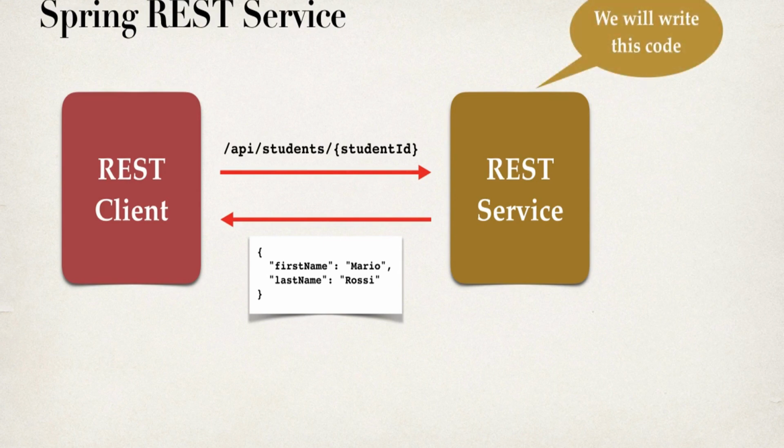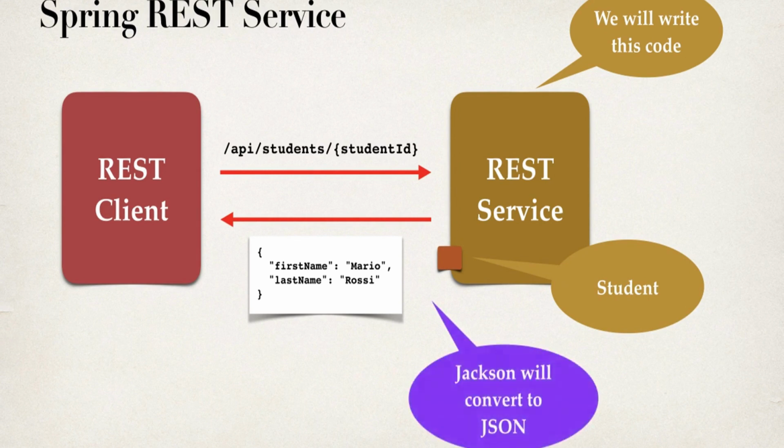Now, again, we'll actually write the code here for the REST service. We'll add a new request mapping for this. And in our coding, we'll retrieve that given student and then pass it back. And just as a reminder, Jackson is going to convert that student object to JSON.